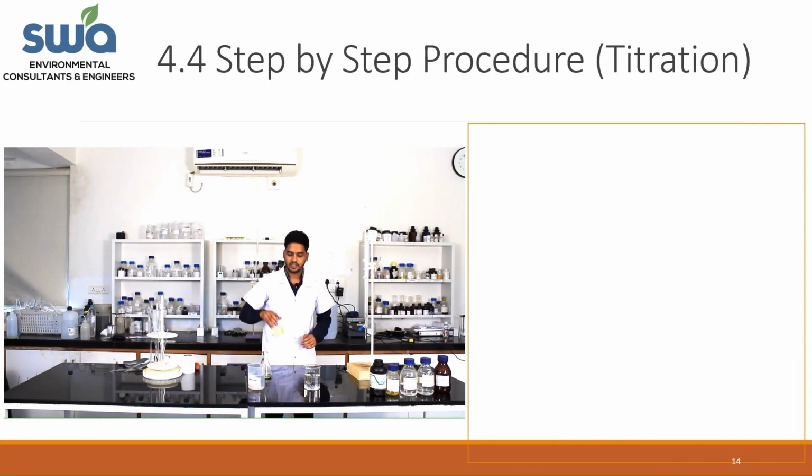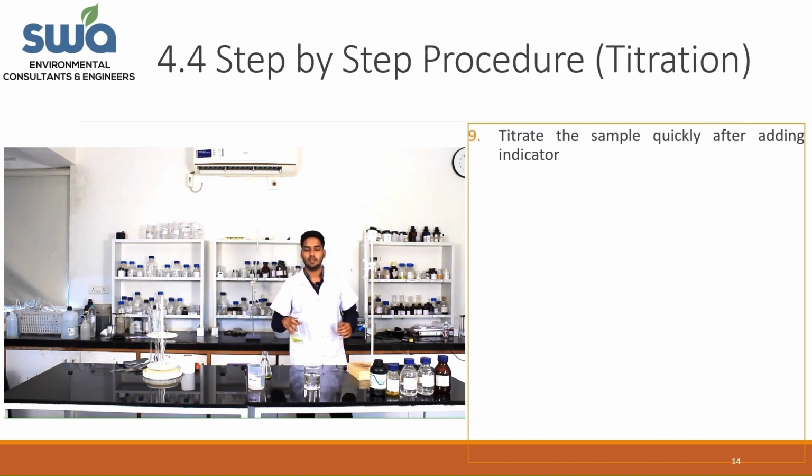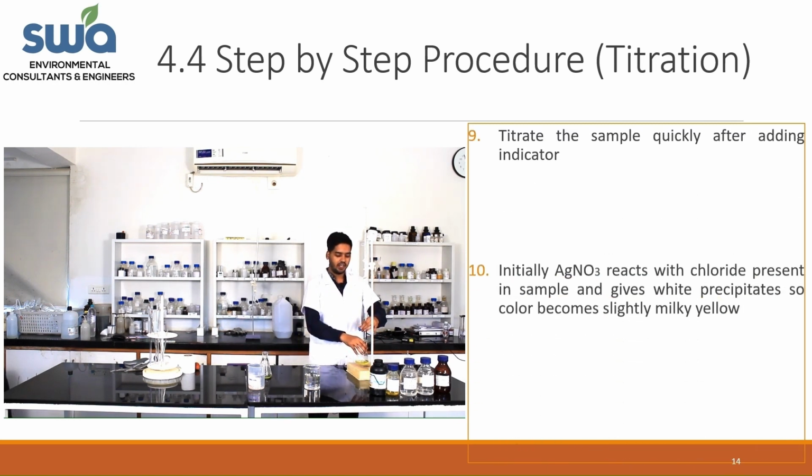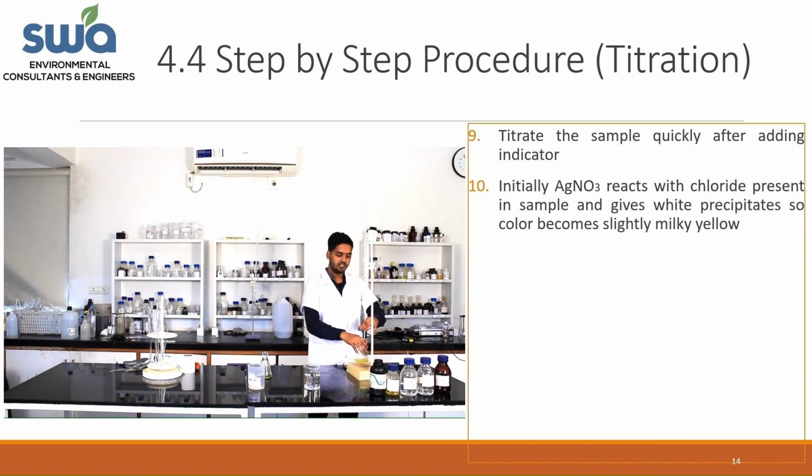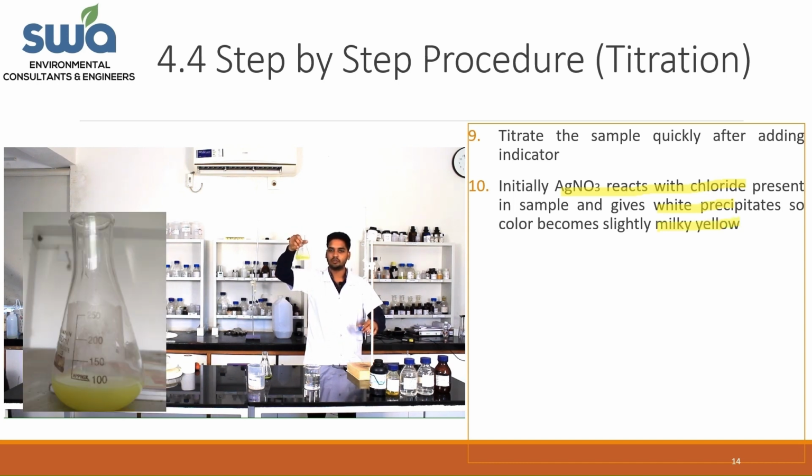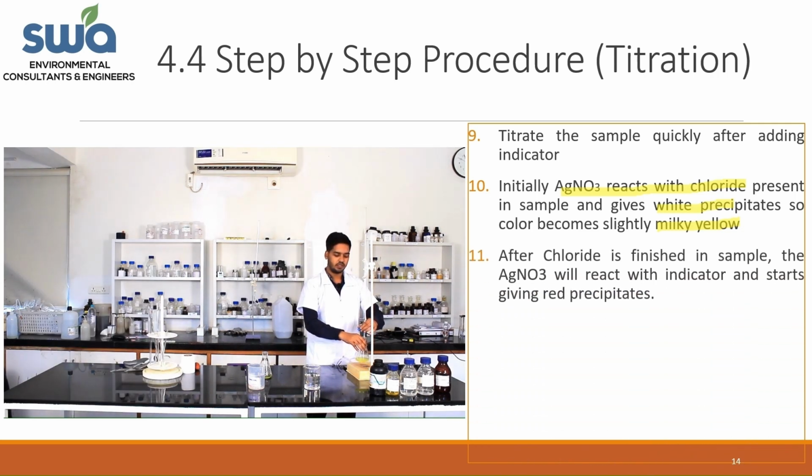Now we will quickly titrate the sample first. As we have seen in the principle, when we add AgNO3 into the sample, the AgNO3 will react with the chloride present in the sample and form white precipitates. As you can see here, the color is milky yellow because the white precipitates of AgCl are present in the sample. When chloride is finished in the sample, the AgNO3 will react with chromate and form silver chromate precipitate, which is red in color. So whenever you see the red color start to appear, stop the titration and note the reading.